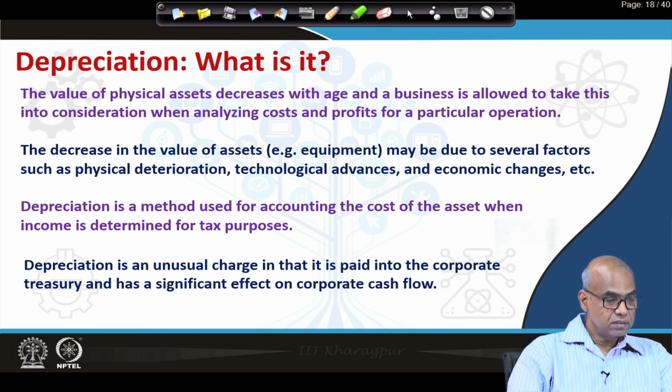We will see later how this depreciation affects the income tax. We have already seen this when we talked about the cash flow tree diagram, but again we will review this tree diagram today and see how the depreciation affects the income tax or the net cash flow to the treasury from the project operations.